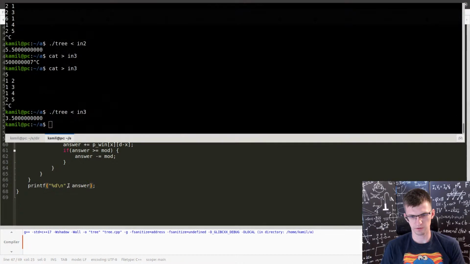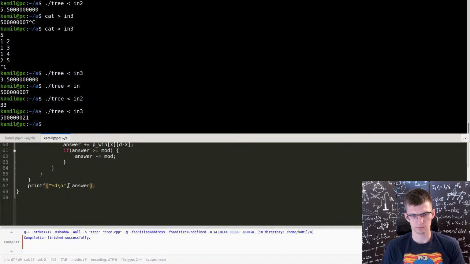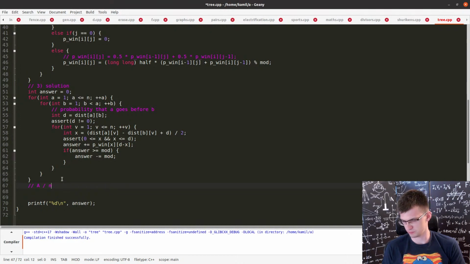Now, how do we divide by n? In linear time. But we know that. What do we know? This is some unknown x. So a is equal to n times x, modulo mod.